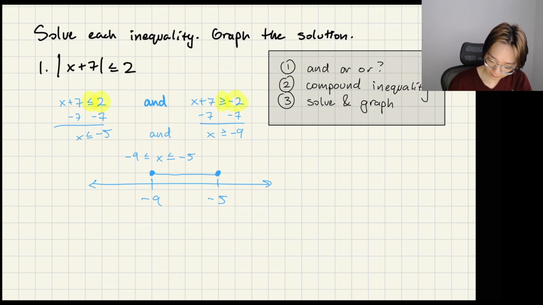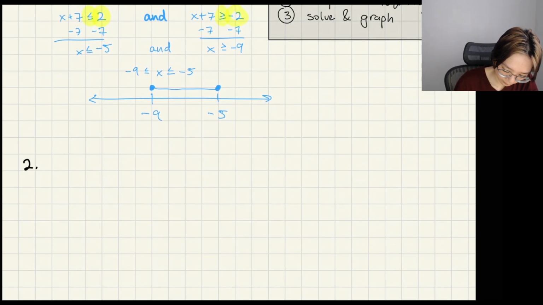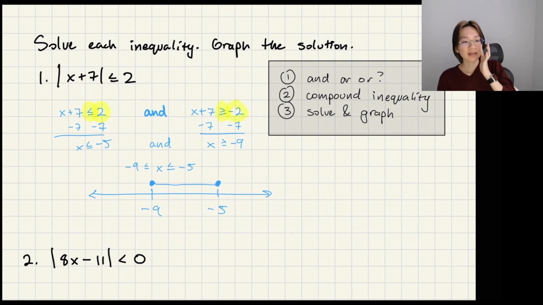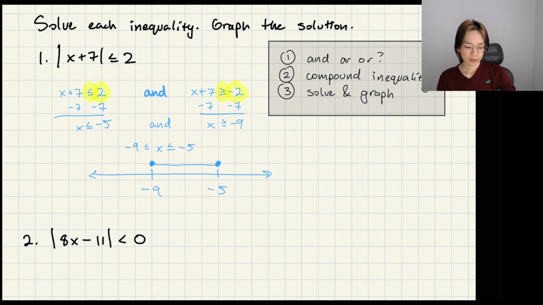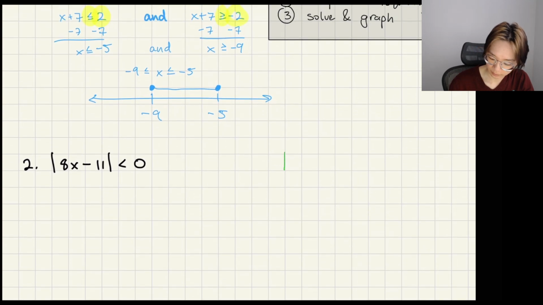Let's try a second one. Absolute value of 8x minus 11 is less than 0. Now, just like when you had absolute value equations, if it was equal to a negative number, you know there's no solution, right? Like if we had something like absolute value of x minus 8 is equal to negative 12. You know that's no solution, right?